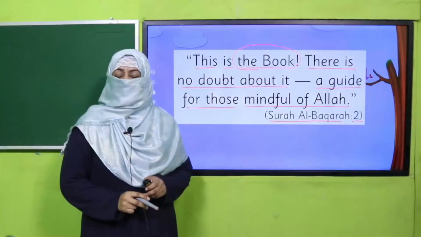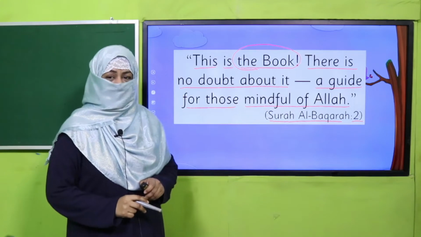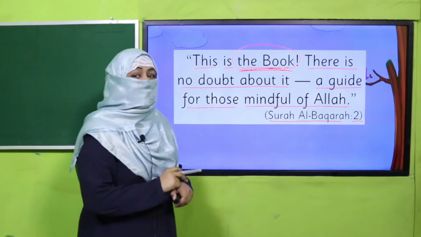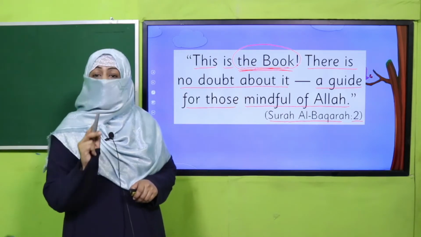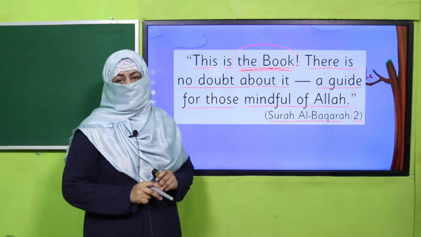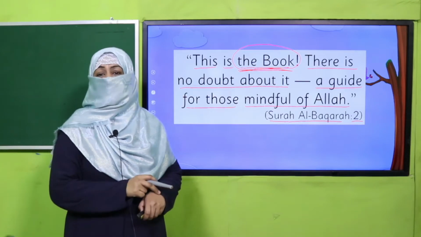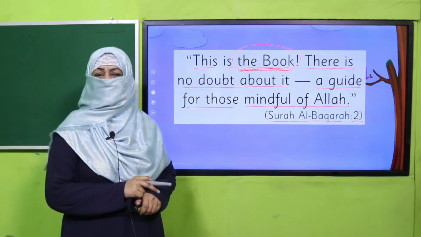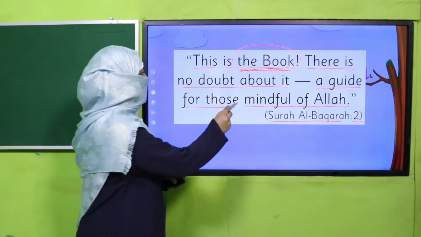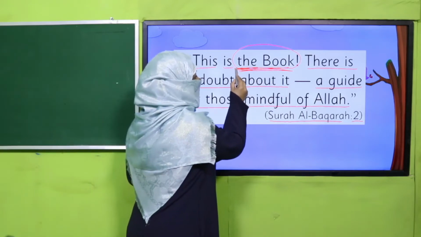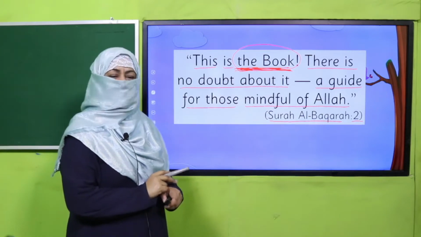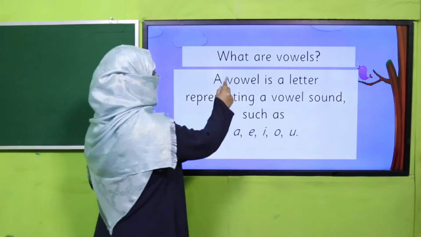Yes, my dear children, which book are we talking about? Yes, it's our Quran. Allah is saying, this is the book in which there is no doubt. Everything which has been mentioned in the Quran is truth. So, my dear children, we should read the Quran, we should understand the Quran, and we should follow all the instructions of Allah subhanahu wa ta'ala. Will we do it? Yes, inshallah. So here, my children, the is used, which, we know, is an article. So how do we use it? We will learn today. First, you tell me, what are vowels?